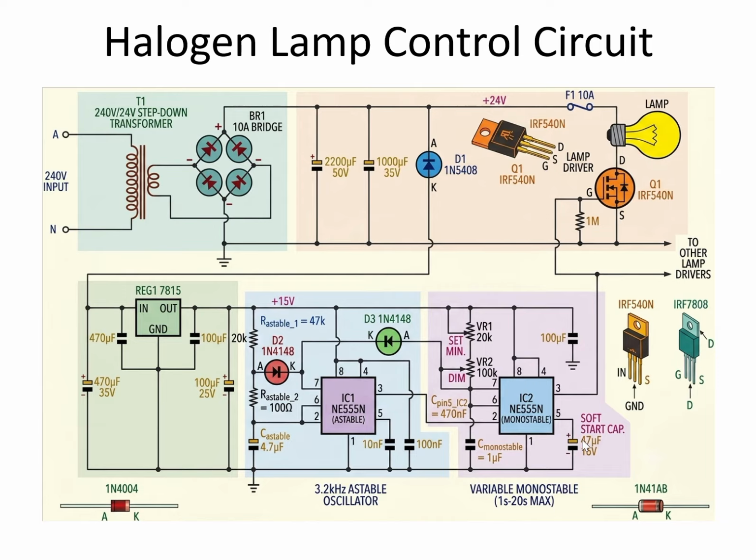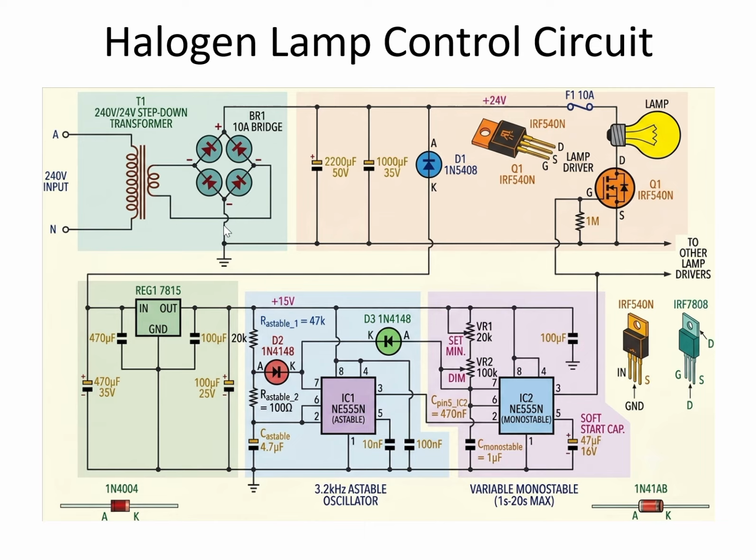Here is the soft start capacitor. This provides soft start protection. And this is the power supply circuit. This is the filter circuit, and this is the MOSFET, and this is the halogen lamp. This is the fuse for circuit protection, and this is the regulator circuit. This is the regulator IC, a 3-pin regulator IC, and this is the astable multivibrator, the 555 IC timer. This provides the oscillatory circuit structure, and this is the monostable multivibrator circuit.